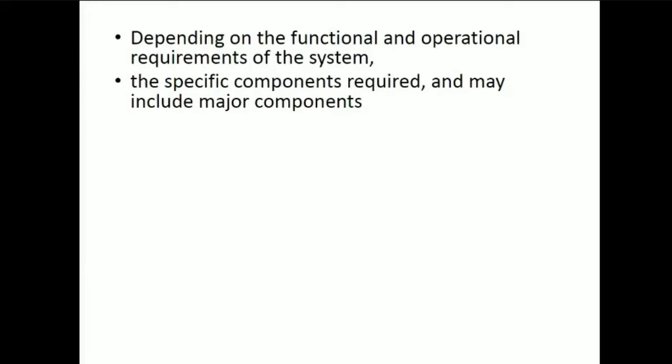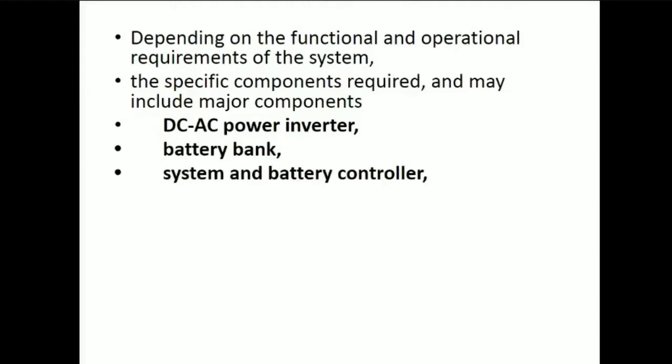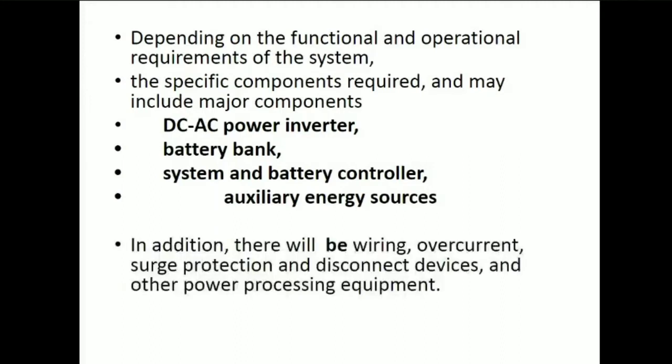Depending on the function and operational requirements of the system, the specific components required may include major components like a DC to AC power inverter, then battery bank for storage, system and battery controller, and auxiliary energy sources. For example, during night time, we will not be availing solar radiations. So at that time, there is no power generation. So in order to meet the system requirement, some wind energy systems can be coupled with this existing PV system and can generate during night time also. In addition, there will be wiring, overcurrent and surge protection devices and disconnection devices, the switches, and other power processing equipments.